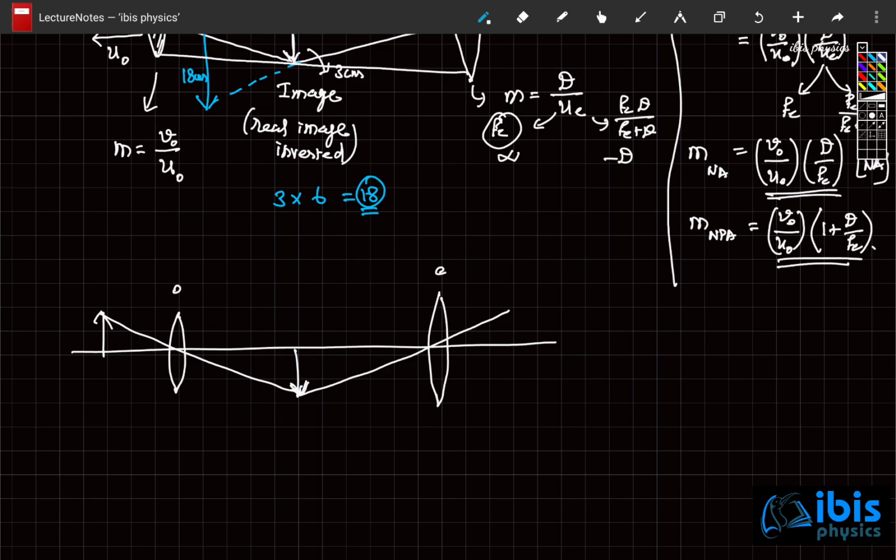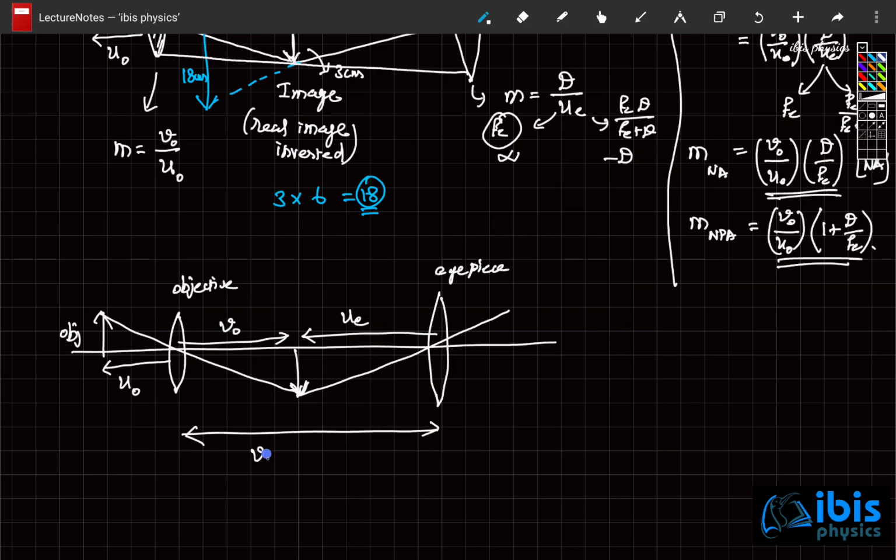And here, this distance from the object, this is the object, hence this is the objective. This is the eyepiece, and this distance, let us say, is U0, this is V0. From the eyepiece, this distance is actually UE, because this acts as an object to the eyepiece. So here the total length of the microscope is V0 plus UE.